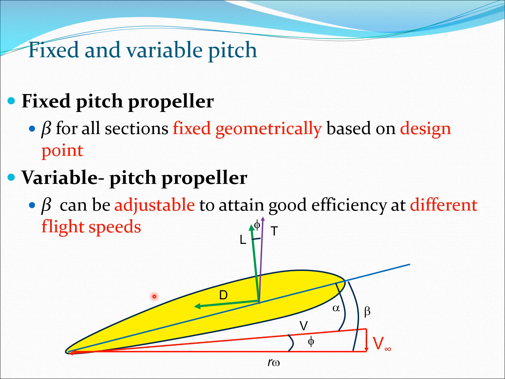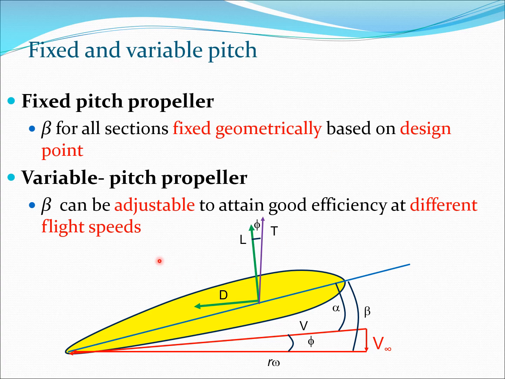You clearly saw that the pitch beta has a very big influence on propeller performance, and there are two types of propellers. That is the fixed pitch propeller, which is the classical design of the old days, and here beta for all sections is fixed geometrically based on the design point. So you may choose a particular design point and then fix the value of beta at that point.